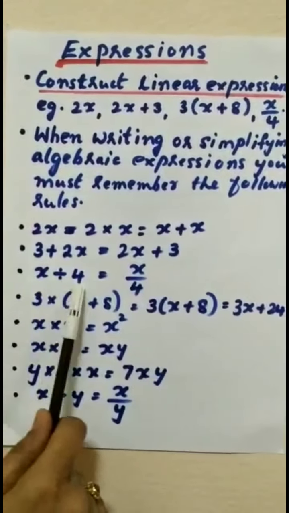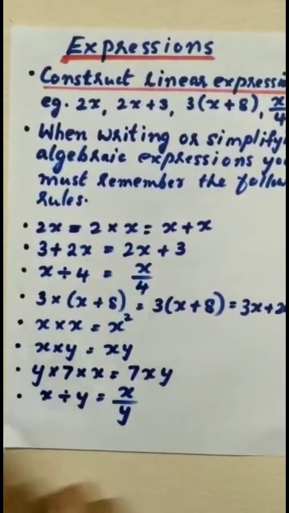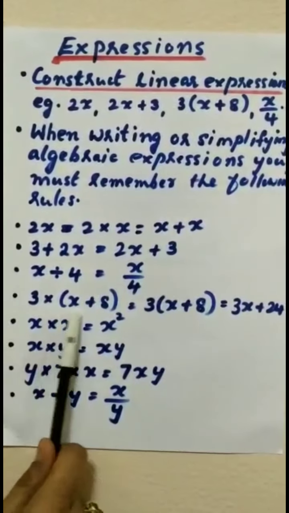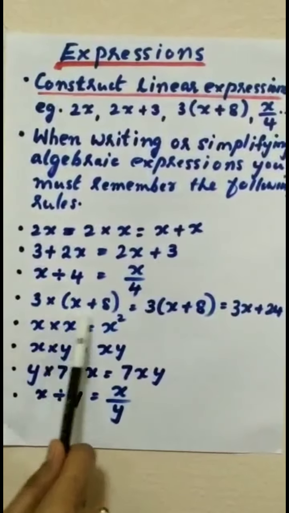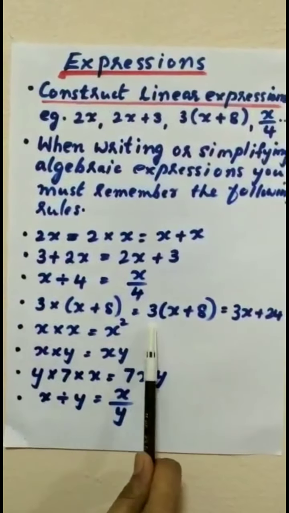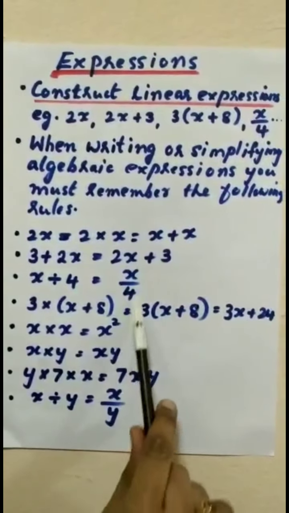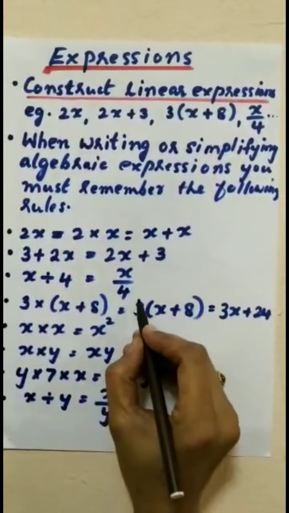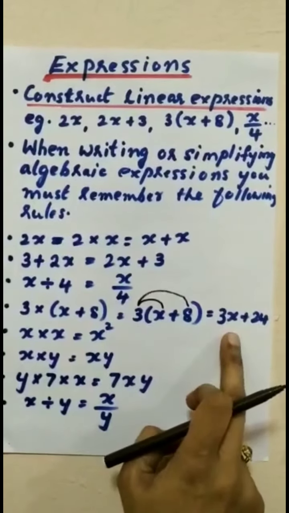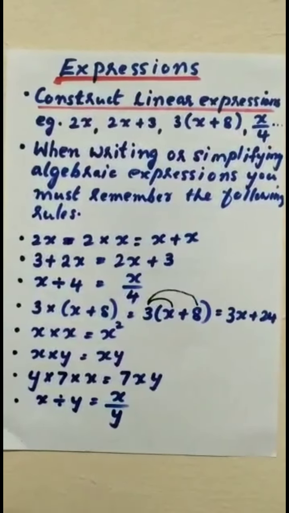Third one, x divided by 4. x divided by 4 means x by 4. As a fraction we can write it, or x divided by 4. Next, 3 multiply x plus 8. This multiplication is for both the terms, so we are using the bracket. Without the multiplication sign we can also write 3 bracket x plus 8. It means 3 multiply, so we can open the bracket: 3x and 3 multiply 8. So it becomes 3x plus, the plus sign is there in the middle, 3 into 8, 24. We can expand the expression.